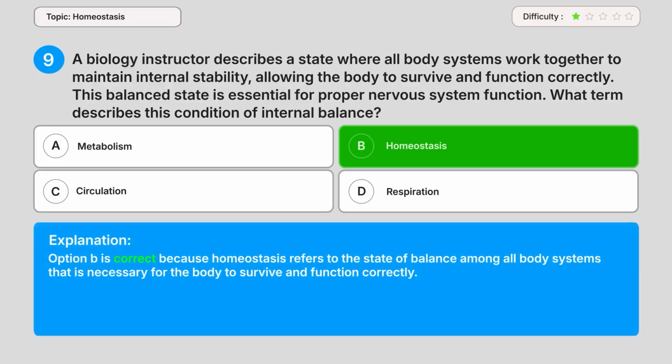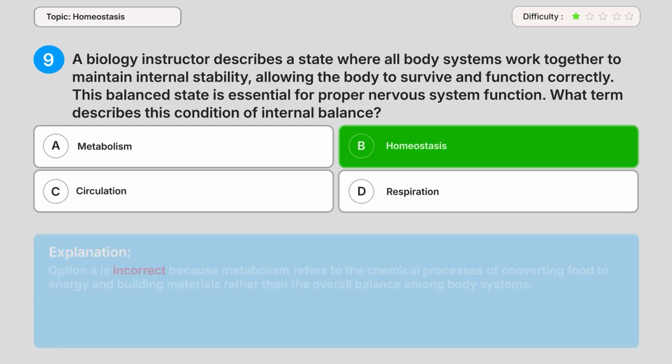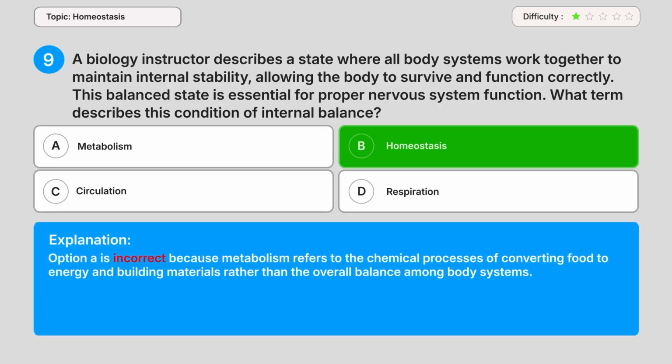Explanation: option B is correct because homeostasis refers to the state of balance among all body systems that is necessary for the body to survive and function correctly. Option A is incorrect because metabolism refers to the chemical processes of converting food to energy and building materials rather than the overall balance among body systems.